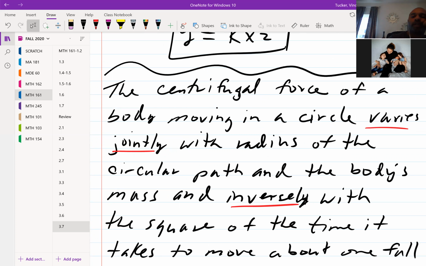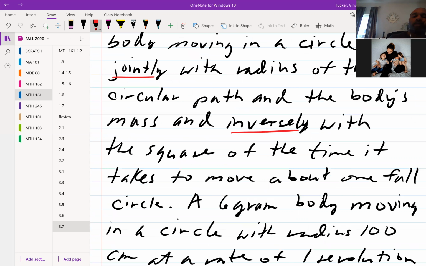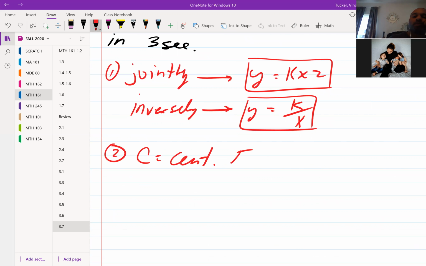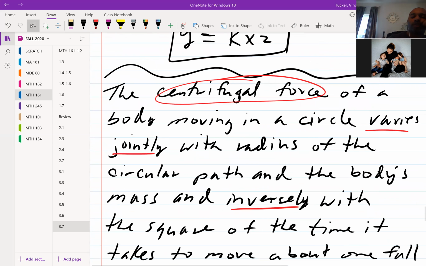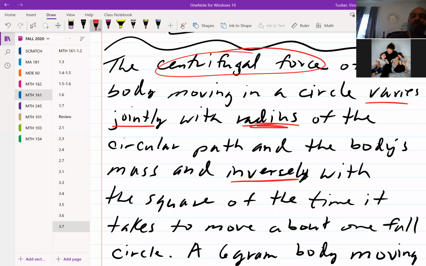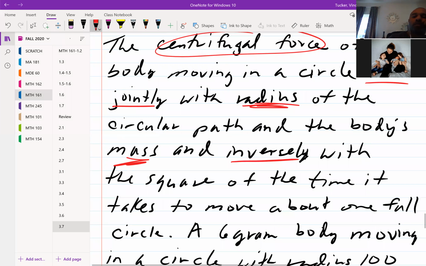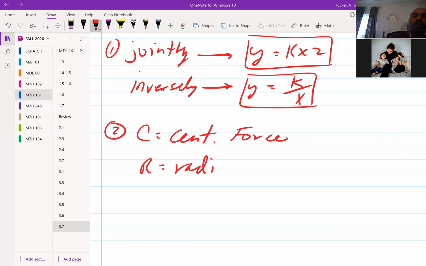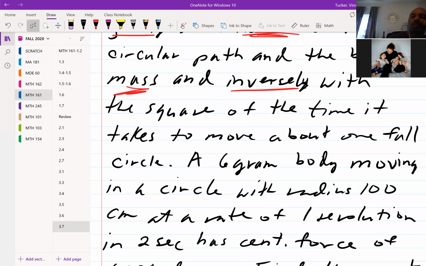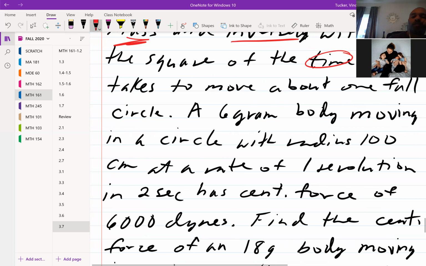It says the centrifugal force of a body moving in a circle varies. So centrifugal force is our first variable, and we can call that C. All right. So the centrifugal force varies jointly with the radius and the body's mass. We can use all caps, or lowercase, it doesn't matter. Got R for radius, M for mass. And then inversely, with the square of the time. Then we'll do T for time.